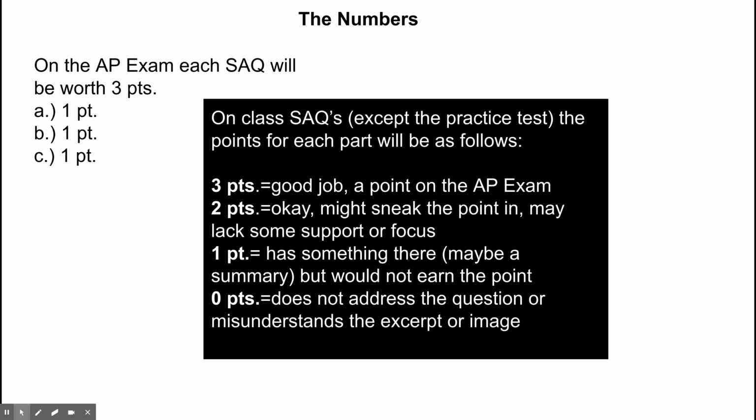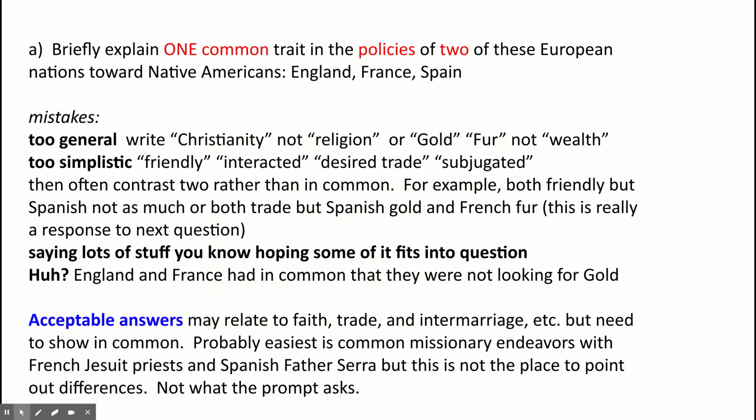If you get 1 point, it means you wouldn't have gotten the point, but there's something there. I'm kind of having to squint a little to make it worth something. And 0 means you maybe misunderstood the question or didn't answer it. So for each of these, and not all students did this, you write A, B, C, and I'm going to give you student examples in a moment.